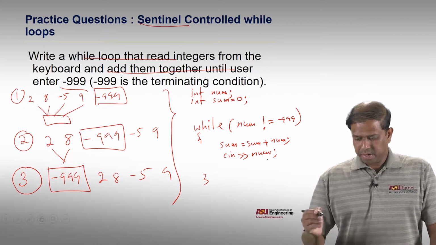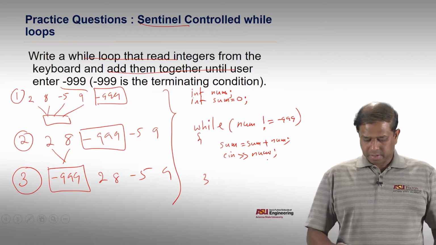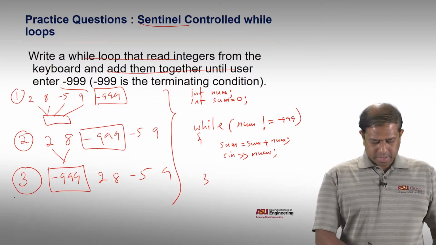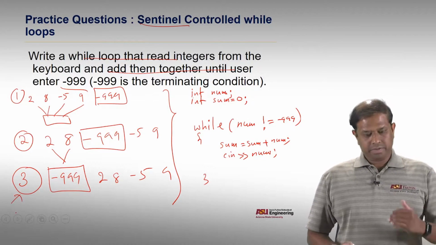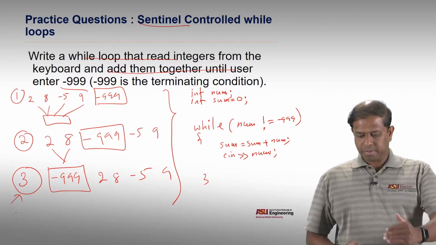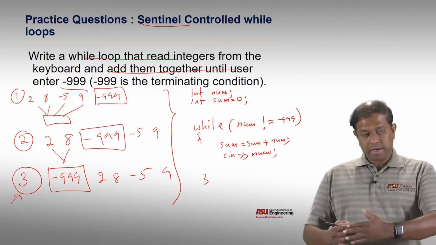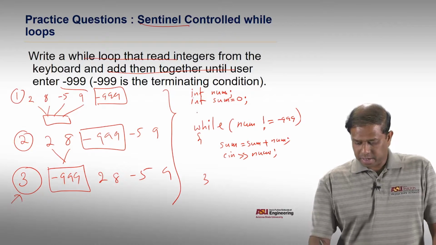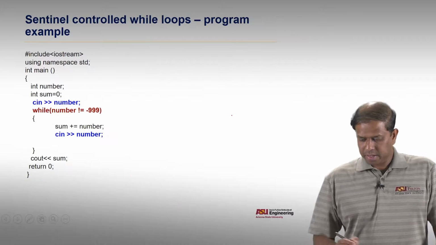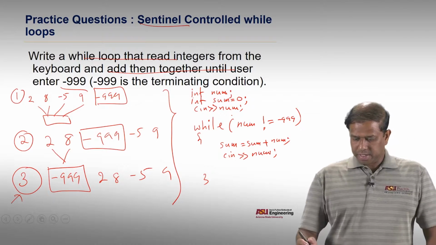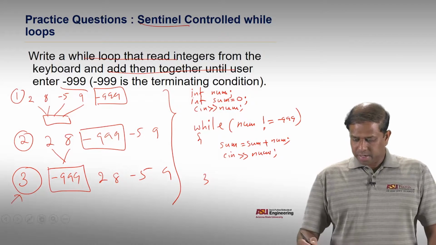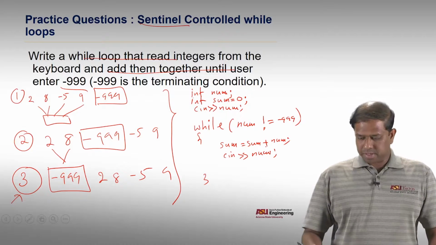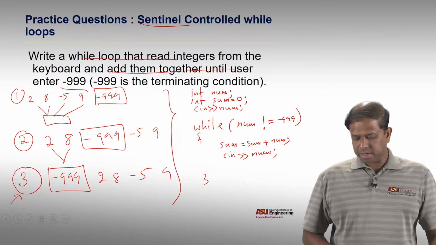To accommodate an input stream like the third case here, we should be reading the number before the while loop, so that we never go into the loop if the first number is -999. So we read the first number here. If that number is not -999, we go inside, add that number to the sum, and then read the next number, and so on and so forth.